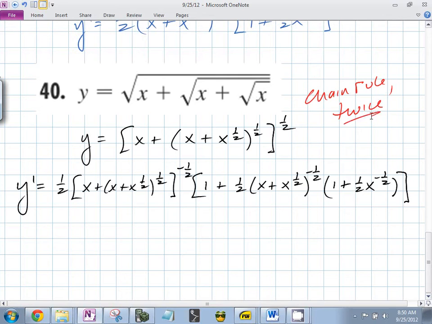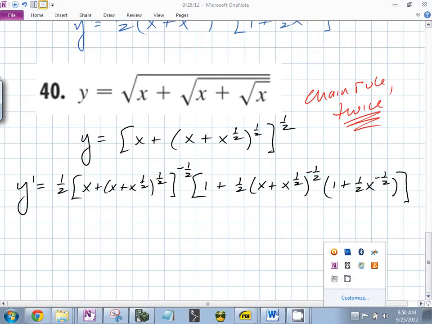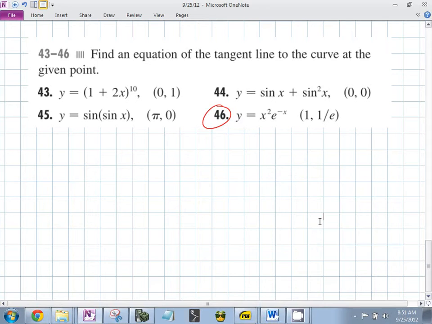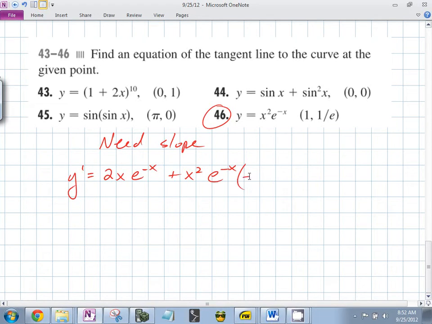Twice. Chain rule twice. And what do we have? So all we need is the slope. So to find the slope, we need to find the derivative. What rule are we going to use? Product, and inside the product rule, we're going to have to use the chain rule. y prime is the derivative of the first times the second, plus the first times the derivative of the second. But what do I have to multiply by right there? y prime. Because of the chain rule, it's the derivative of negative x.